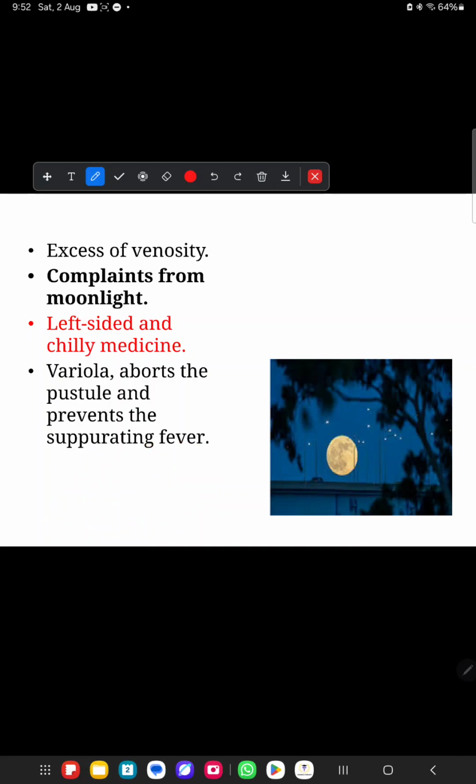And this is a left-sided medicine and a chilly medicine. Suppose the patient comes to you with a left-sided complaint, and these symptoms we can correlate with another medicine. Left-sided principally affected. Which medicine? Where is it written?